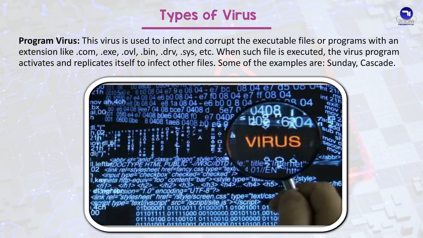Program virus. This virus is used to infect and corrupt the executable files or programs with an extension like .com, .exe, .ovl, .bin, .drv, .sys, etc. When such a file is executed, the virus program activates and replicates itself to infect other files. Some of the examples are Sunday, Cascade.